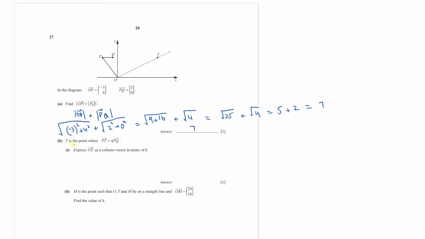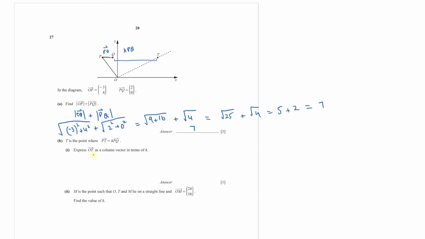Part B: T is the point where PT equals K times PQ. So PT is K times PQ. Your PQ vector is this right here. Let's say this is the point T. So this is some constant K times PQ. If you add multiples of PQ, you will eventually land up here. So this magnitude here will be a multiple of PQ.